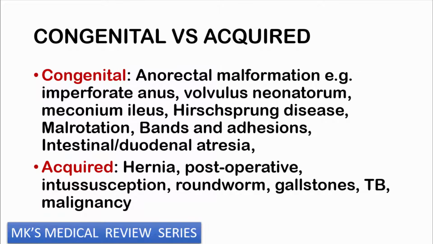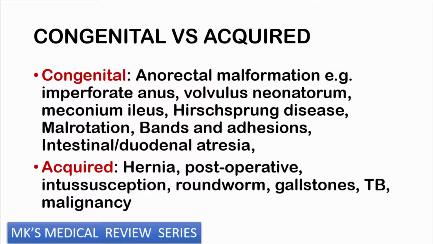Now, when you talk about congenital causes, this means that someone is born with this. You could have anorectal malformations, like, for example, if someone doesn't have an anus, they won't be able to pass meconium, which is the first quote-unquote stool that a child passes. Then you may have volvulus neonatorum, where the gut of the neonate twists on itself. You may have meconium ileus, where the meconium is thick and it actually plugs the GIT.